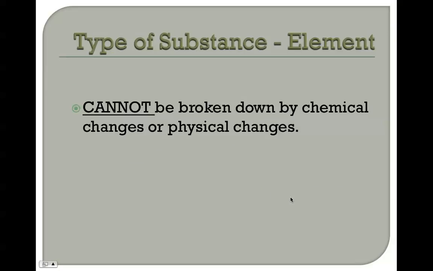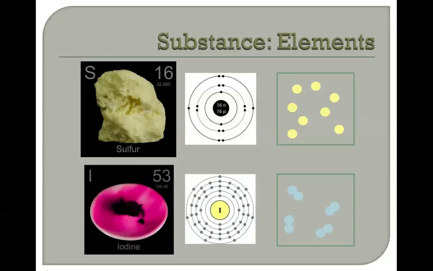The big thing with an element is that it cannot be broken down by chemical changes or, as we said before, physical changes, because they're made up of the one type of atom. Here are some examples. I have sulfur and iodine. We're going to talk more about tomorrow, which is a particle diagram. So if I were able to actually zoom in and look at the atoms, I'd see all the same type of sulfur atom. Or for iodine, you're going to see something called a diatomic element, where we have two of the same atom bonded together. But again, it falls under the correct definition of an element in which all the atoms in the sample are of the same type, which holds true even for diatomic elements.